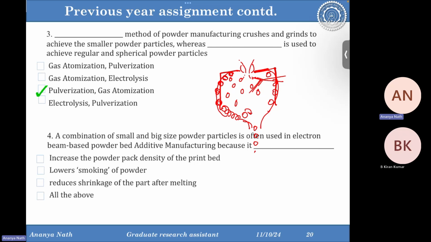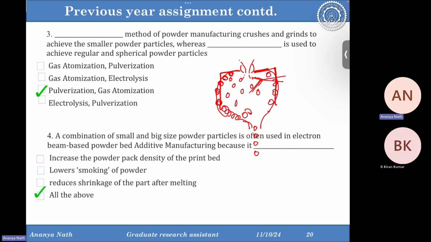Pulverization is an electrical process, cathode and anode, and then melting the material, but these two are different, and gas atomization is mostly used in case of additive manufacturing. So the combination of small and big powder particles is often used in electron beam powder based additive manufacturing because, which I have already discussed, it reduces the shrinkage, bigger size is used for lower smoking of the powder, and it increases the powder packing density. So, all of the above.